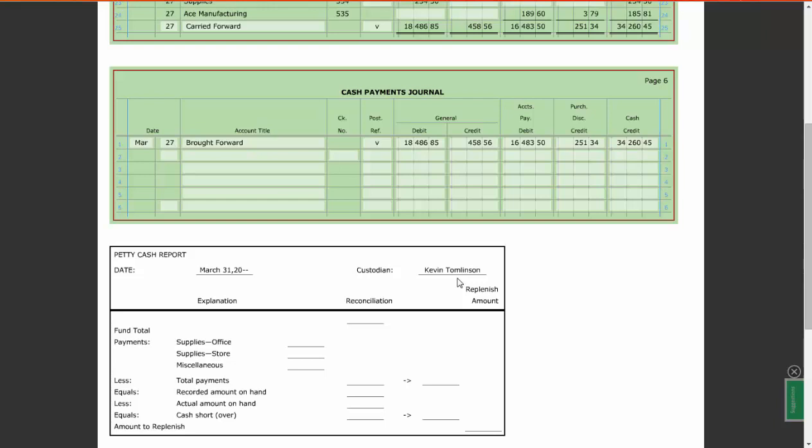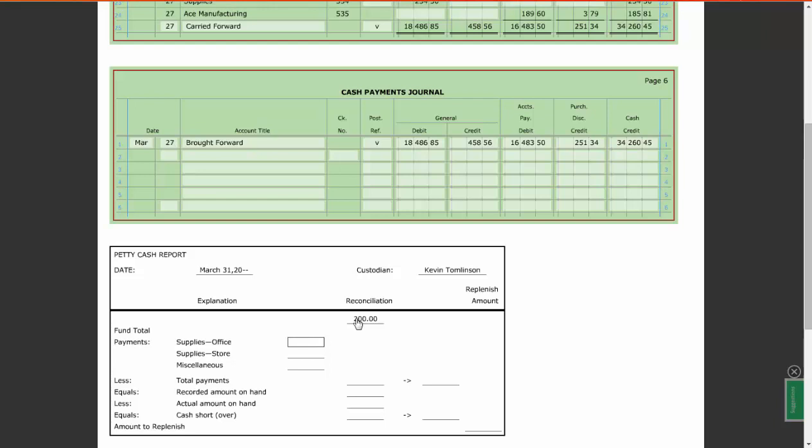So when we look at the bottom, we have to fill in our numbers. So fund total, right here under reconciliations, how much is in our petty cash? Thank you. Jordan, are you spacing out on me? Okay, come back.